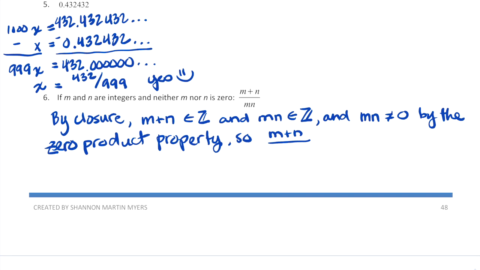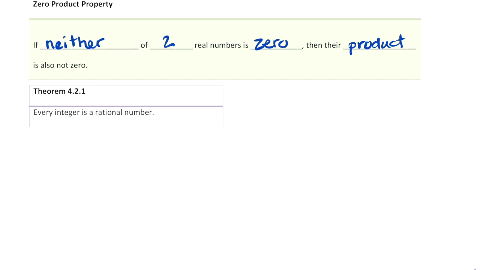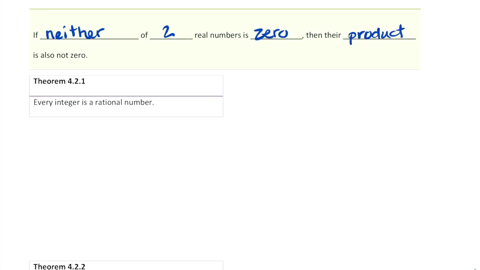m plus n over m times n is rational. Okay? All right, so we'll give this one a yes. So now let's take a look at some of these theorems. What we're going to do is prove a lot of these theorems in the next couple sections, and a lot of them are already in your book, but I thought it was important to also prove them for you. So this first theorem we're coming across, 4.2.1, is every integer is a rational number.